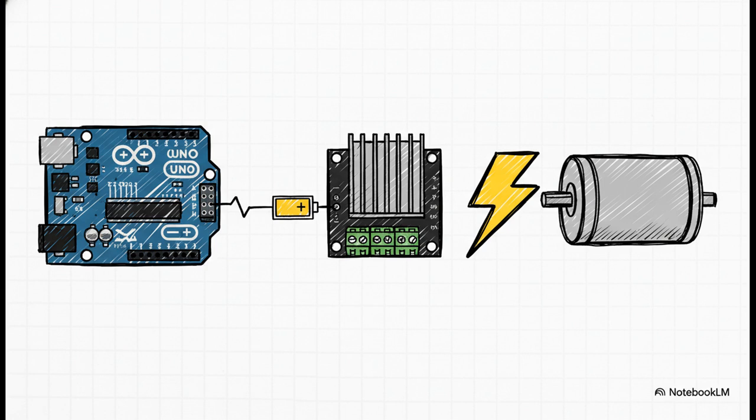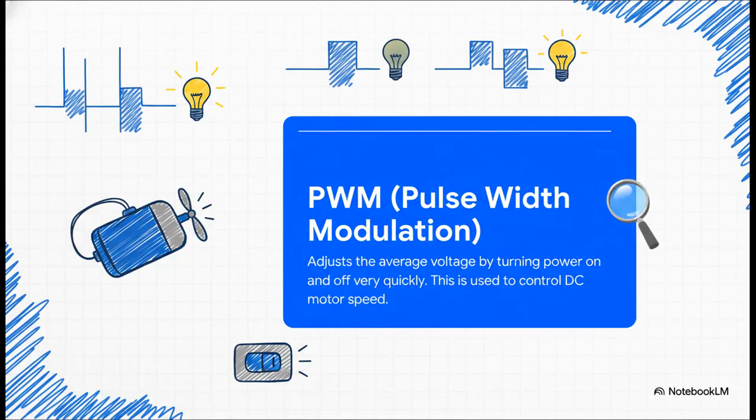That's why we need a motor driver, like the super popular L298N module. Think of it like a bridge or maybe a translator. It takes the tiny, low-power logic signals from the Arduino and uses them to control a much beefier power supply for the motor. But wait, how do we control the motor's speed?